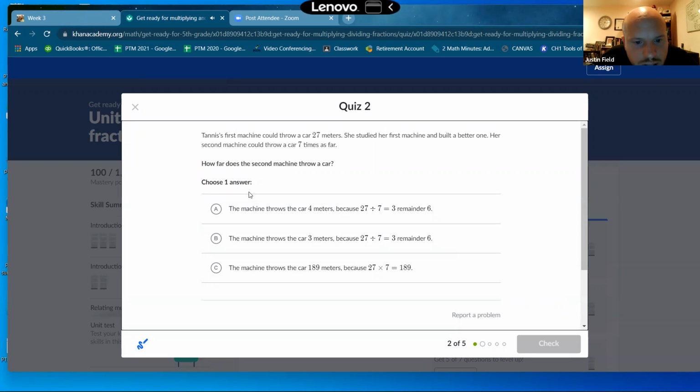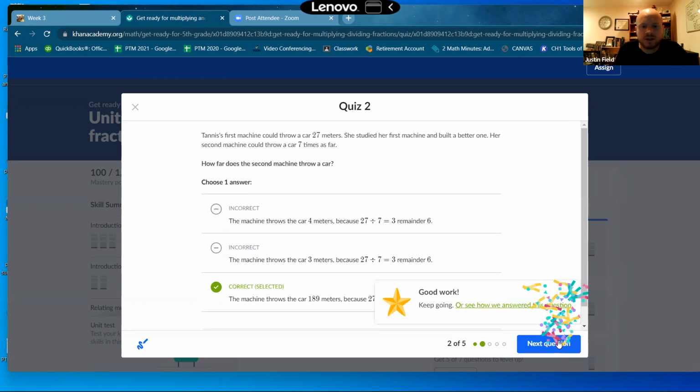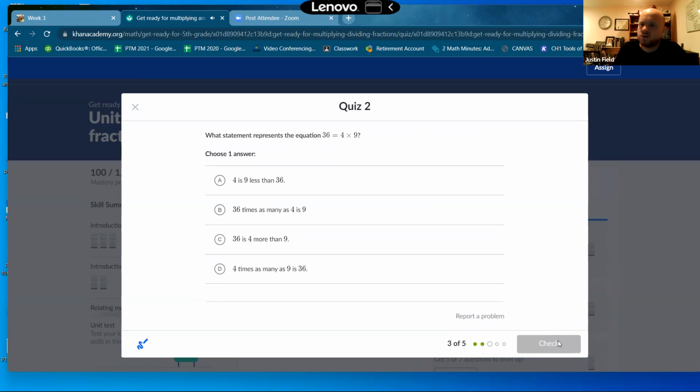Tani's first machine could throw a car 27 meters. She studied her first machine and built a better one. Yes, she probably used math to make it better. Her second machine could throw a car 7 times as far. So what would that be? Multiplying, right? 7 times. And so that's got to be this one. Yeah, so the key word was times.